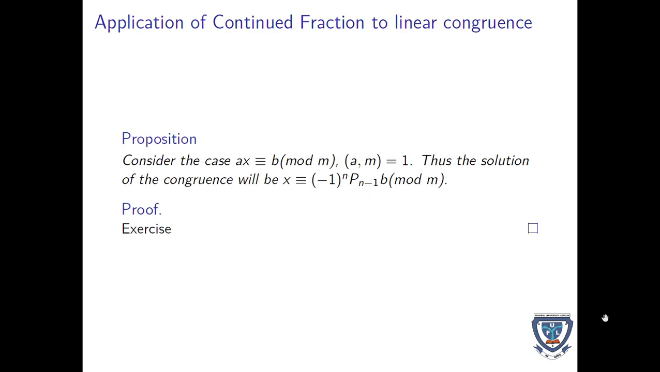Application of continued fractions in solving linear congruences. This proposition will be of help to us. Proposition: consider the case ax equal to b mod m and gcd(a, m) equal to 1. Thus, the solution of the congruence will be x equal to minus 1 raised to the power n, b times b sub n minus 1, modulo m. The proof of this proposition is also left as an easy exercise.